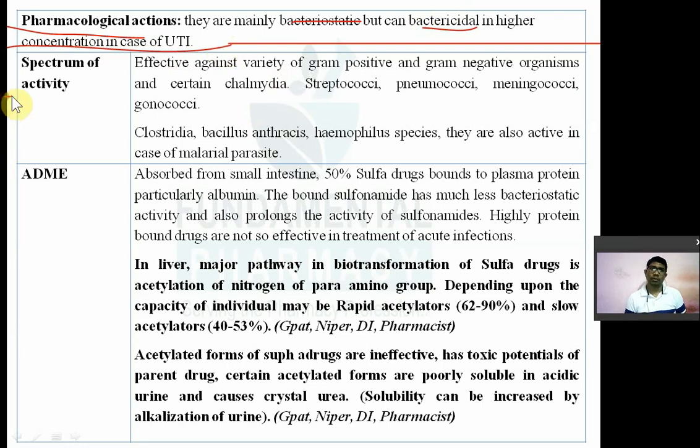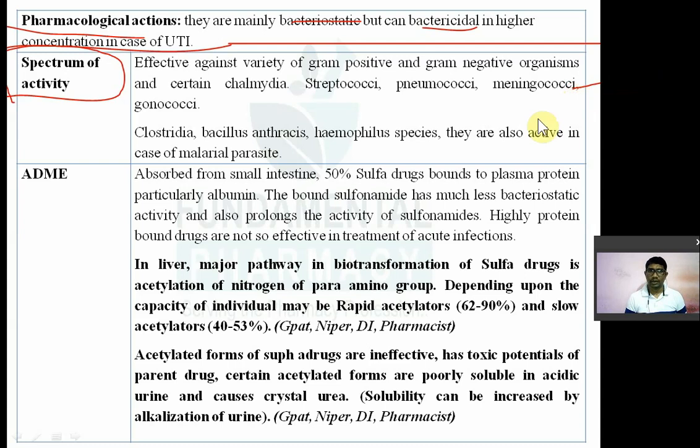Spectrum of activity. Spectrum of activity मतलब वो कौन से organism के अगेंस्ट में इफेक्टिव है. Spectrum of activity means the list of organisms which are susceptible to the sulfur drugs. So sulfur drugs are effective against a variety of organisms. They were effective. अभी तो नहीं है लेकिन पहले थे. So sulfur drugs were effective against these organisms, particularly gram-positive and gram-negative organisms.